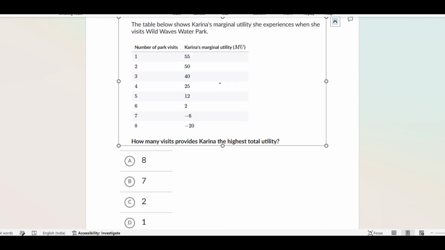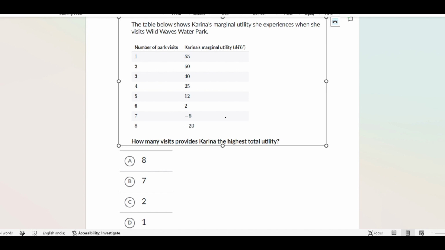The table shows Karina's marginal utility she experiences when she visits Wild Waves Water Park. So that's now the marginal utility given to you. According to this, you have to provide Karina's highest total utility. How many visits will Karina have, right? So now just look at the marginal utility. Just now I showed you that marginal utility would be 0 when your total utility is max.